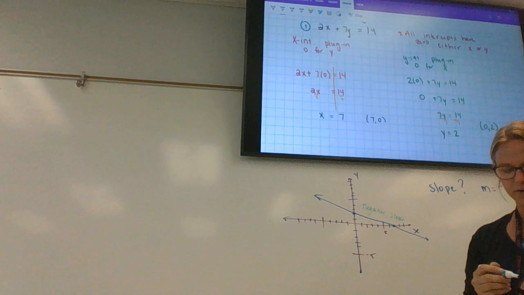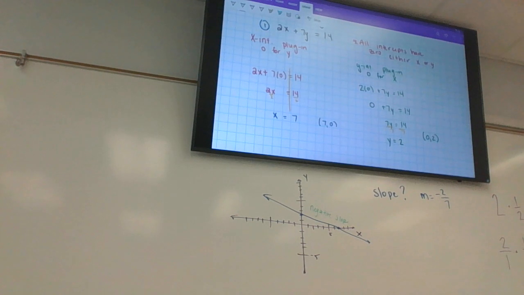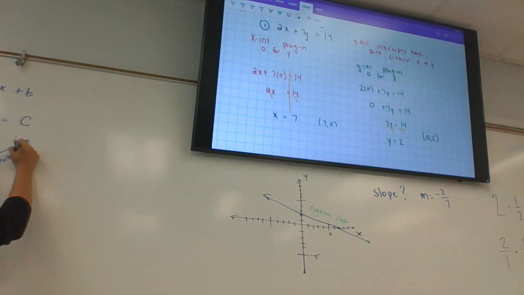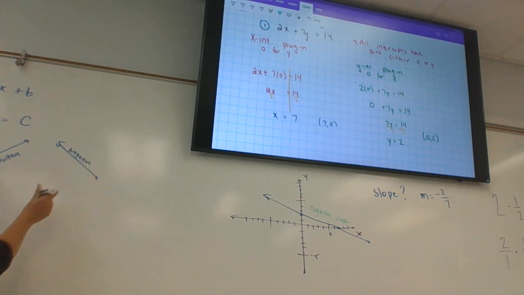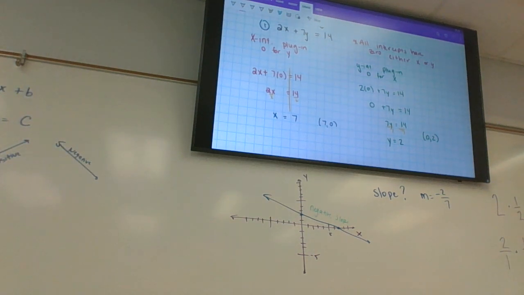So yesterday we talked about slope-intercept form of a linear equation and standard form of a linear equation. And today we're going to start talking about slope. If it goes up from left to right, it's a positive slope. And if it goes down, it's a negative slope. It could be any quadrant.